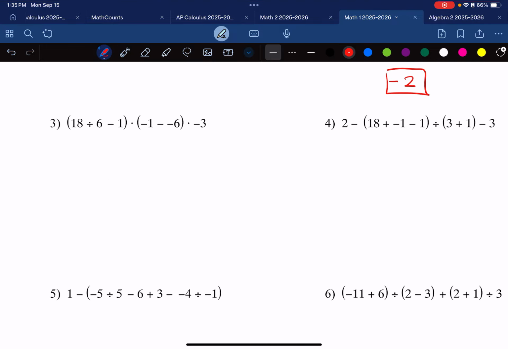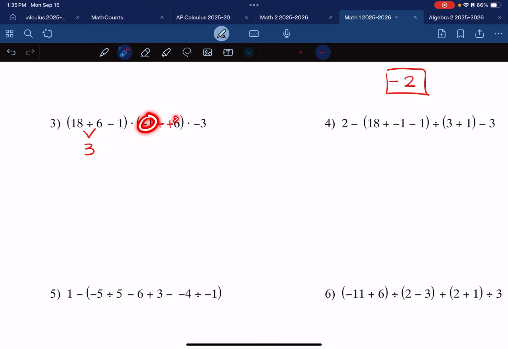Again, inside the parentheses, 18 divided by 6 is going to be a 3. I'm starting inside the parentheses. I started with division because division happens before subtraction. And then inside the parentheses over here, I need to simplify this one as well. Ooh, I see a double negative. Double negative means I really have a plus sign and a plus sign.